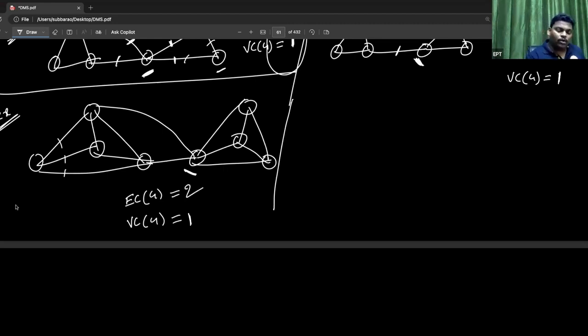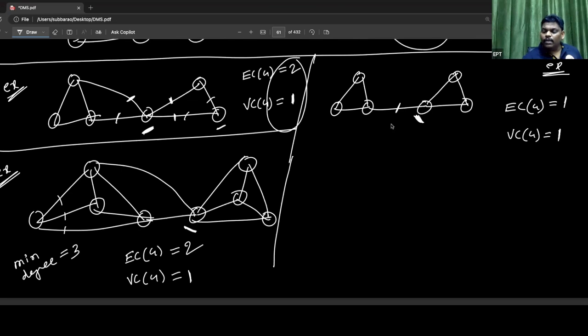And one more thing I want. What is the minimum degree? Can you see in this graph the minimum degree? What is the minimum degree in this graph? I think 3. Minimum degree I am asking. Minimum degree 3? Yes. Can you go here also? What is the minimum degree here? 2. Minimum degree 2.